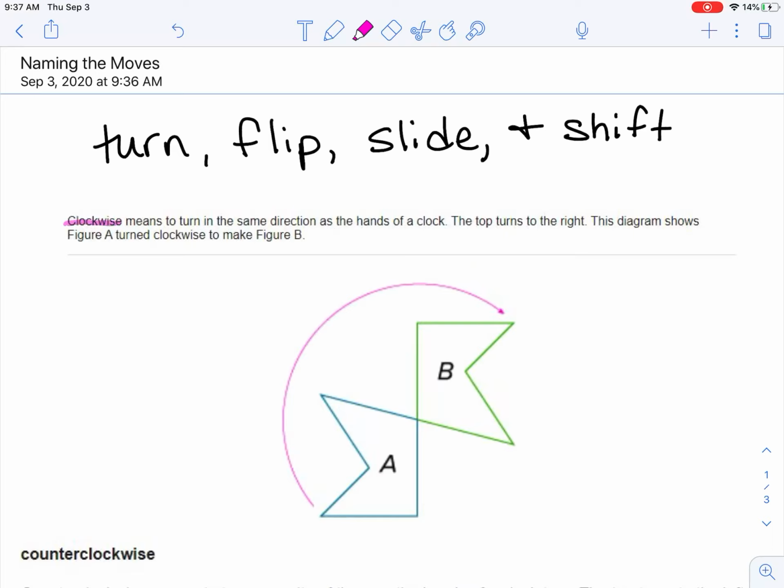So clockwise, remember, just means to turn in the same direction of the clock. So if you're imagining this image as a clock, the 12 would be here, the 6 would be here. So A to B was rotating clockwise, just following the direction of a clock.